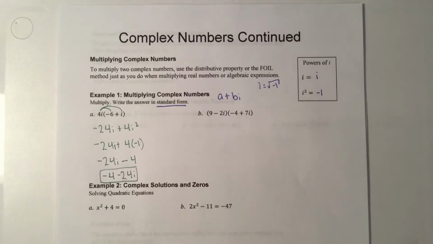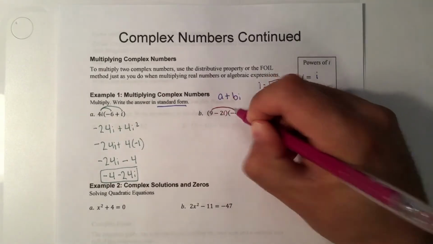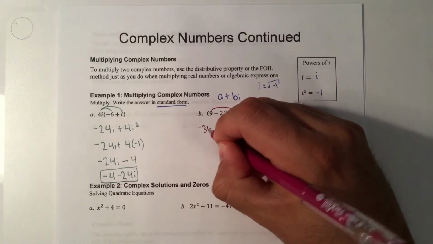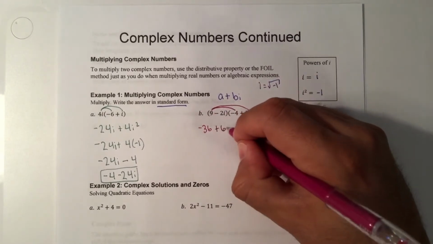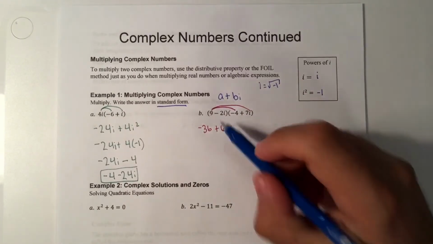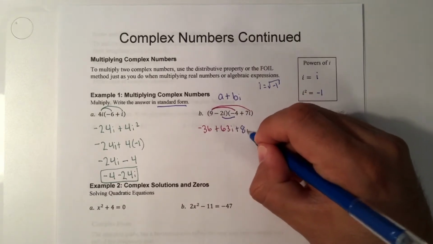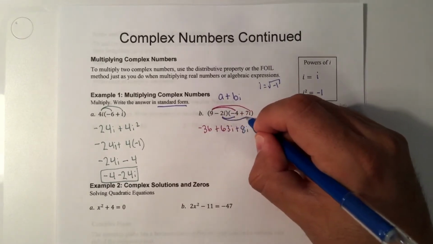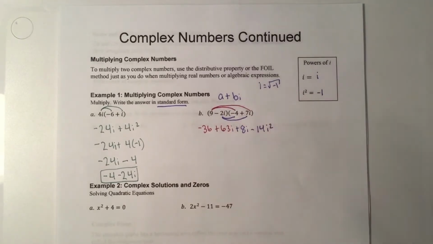This one, we have two binomials, so we're going to FOIL it or double distribute. So I'm going to start with the 9. 9 times -4 is -36. 9 times 7i is +63i. Now I'll distribute the -2i. So -2i times -4 is +8i. And -2i times 7i is -14i squared.